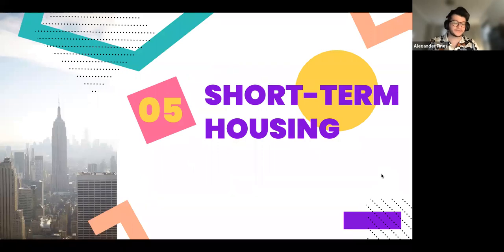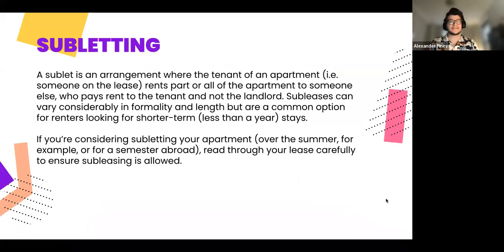The last topic before I get to resources is short-term housing. Typically, if you live in an apartment, you have a lease, and that's for a year. If you don't want to sign a full year-long commitment, you can do something called subletting. When you are living in a sublet, it means that the tenant of the apartment, the person who's on the lease, is essentially letting you live in their room for a period of time, and you would pay rent to that tenant. Subletting is great for short-term stays or for when you want a little bit of flexibility. You can sublet for years at a time. More commonly, it's just a few months.